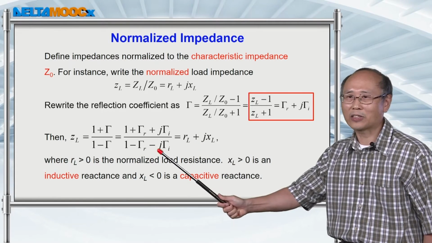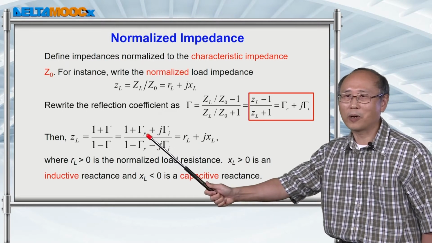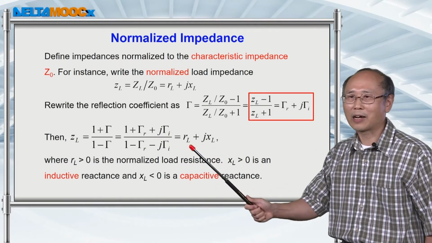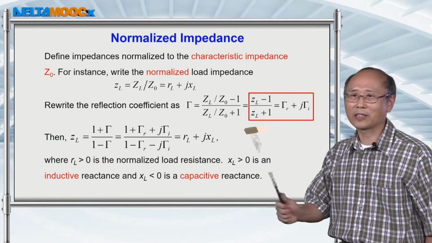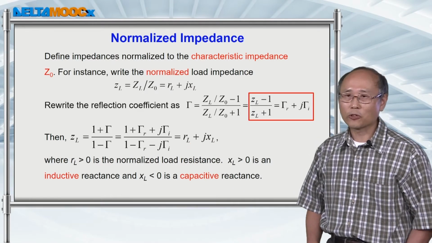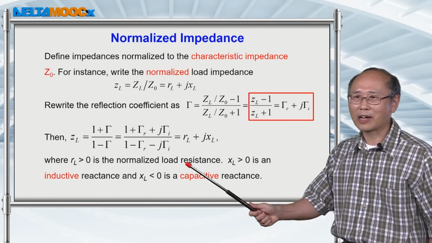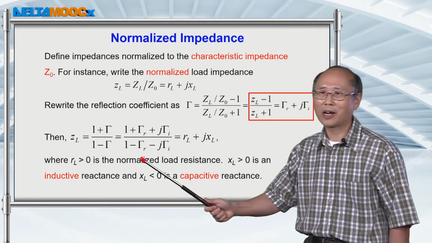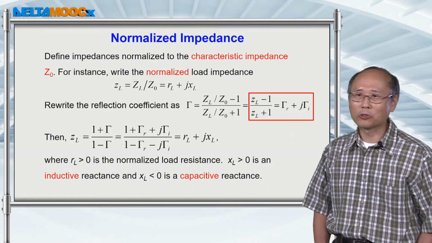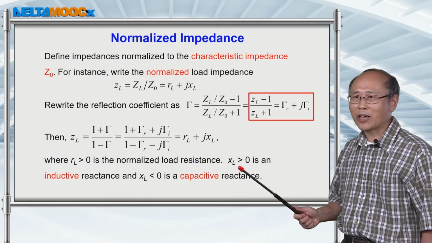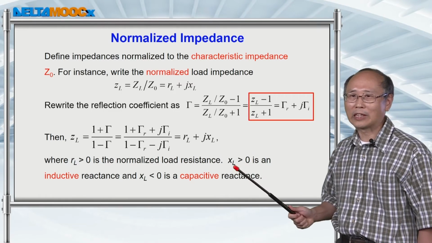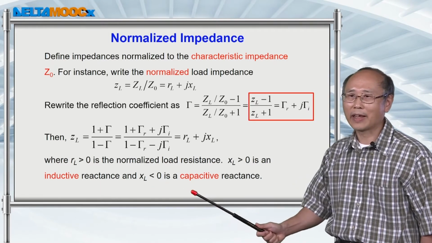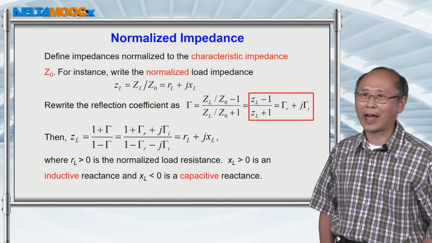So on the left-hand side, you have the real part of gamma and the imaginary part of gamma. On the right-hand side, you have the RL and XL right here. And just a reminder that previously I already told you that RL in general is larger than 0, and this is the normalized load resistance. And if XL is larger than 0, then we call this inductive reactance. And if XL is less than 0, then we call this capacitive reactance.